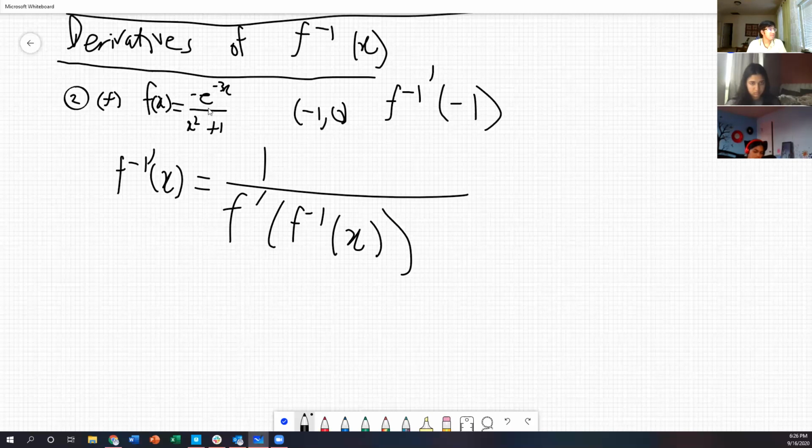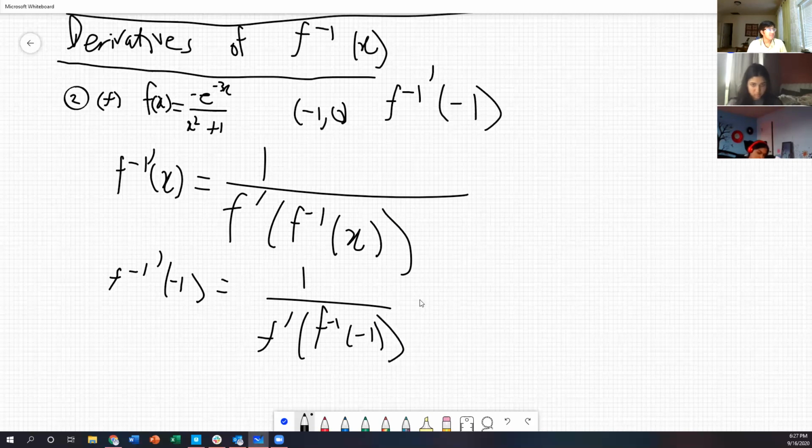Okay, so if I'm trying to find f inverse prime of -1, that's equal to 1 over f prime of f inverse of -1. What's f inverse of -1, based on what they give you in the problem? 0, right? Because they tell you that (-1, 0) is on the graph of f inverse. So we know that's just 0. Now we're trying to find f prime of 0.